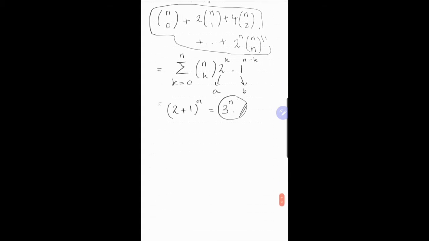So if I compare it with the binomial theorem, we can say this is my a and this is my b. So this is equal to 2 plus 1 to the power of n, which is equal to 3 to the power of n. So this is a simplification of this sum. Okay, so this is actually equal to 3 to the power of n here.